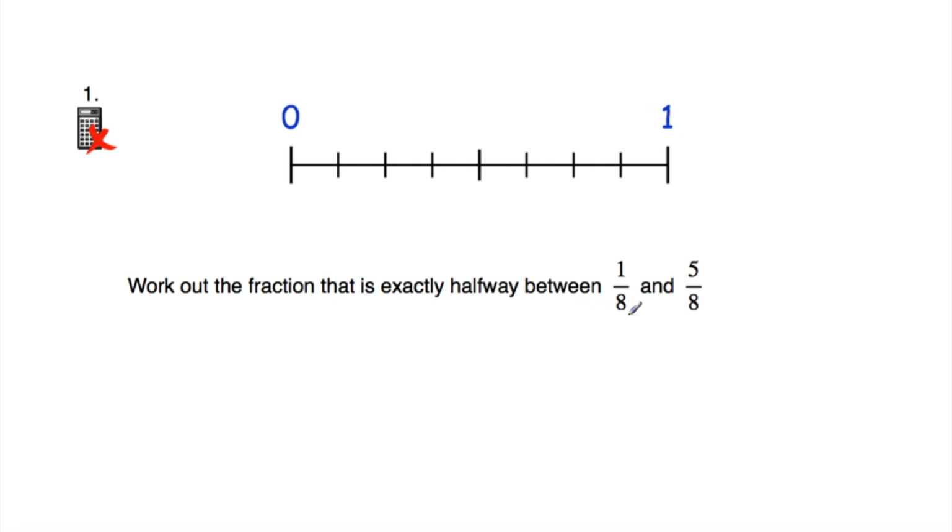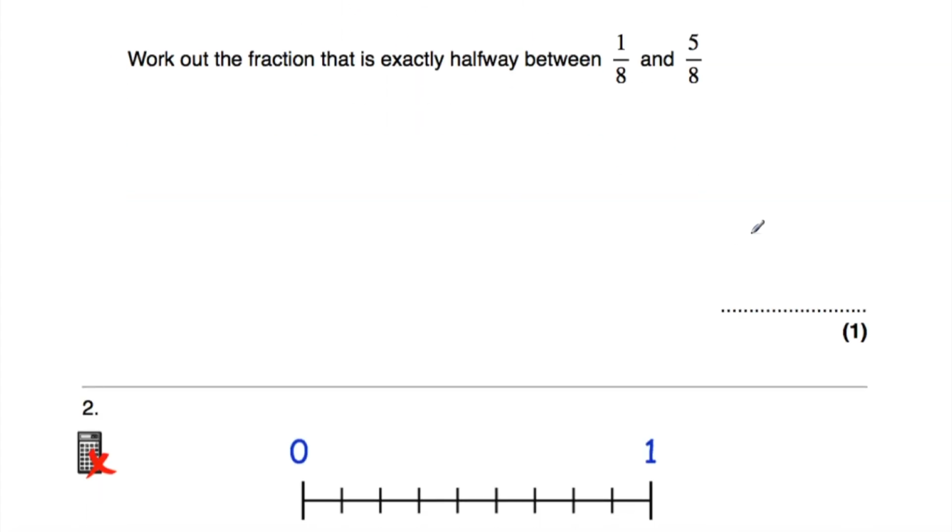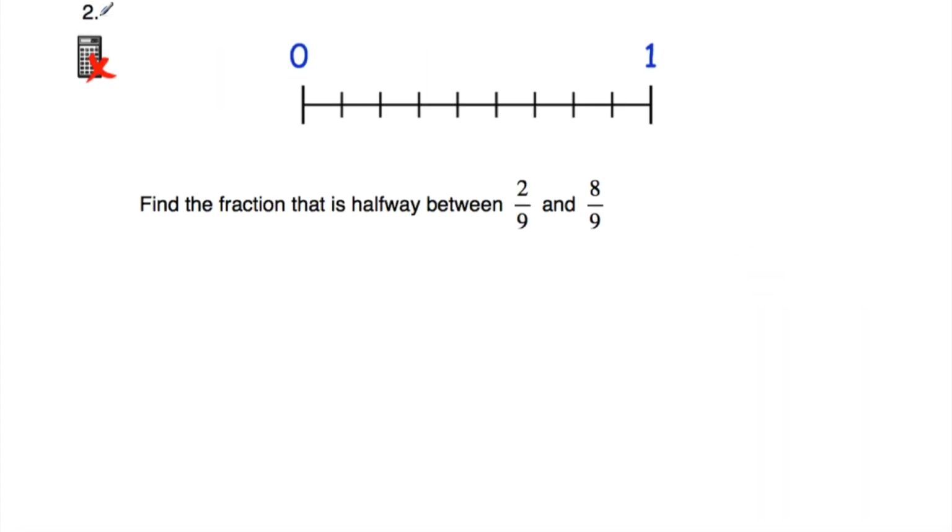So let's label 1/8 and 5/8 on this number line. So 1/8 would be here, and 5/8 would be here. And in the middle of those, the fraction that's exactly halfway between those fractions would be this fraction here, and this fraction here is equal to 3/8. So the fraction that is exactly halfway between 1/8 and 5/8 would be 3/8. So let's write that down. 3/8. So let's have a look at question number two.